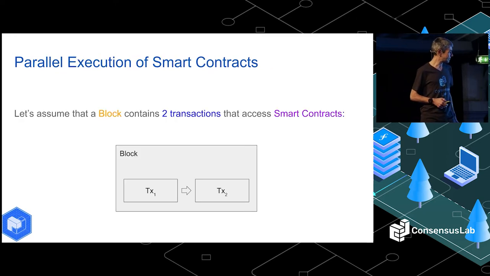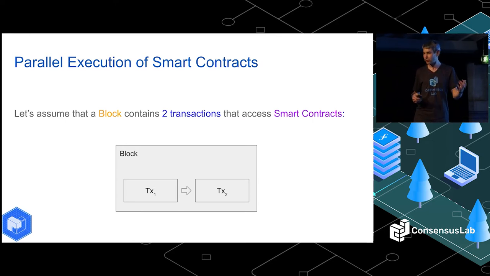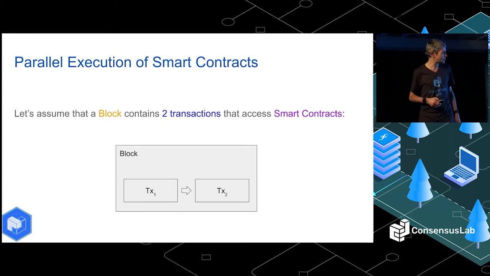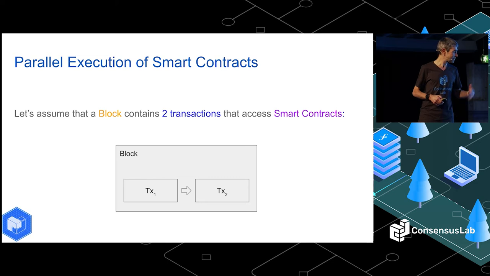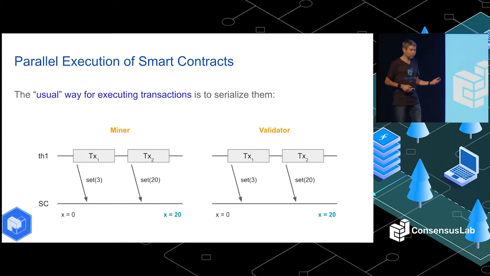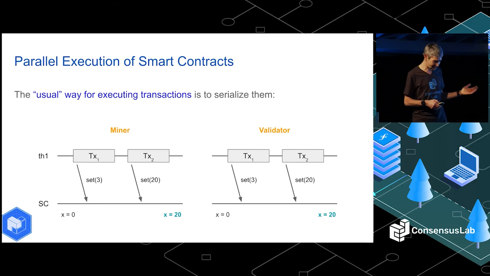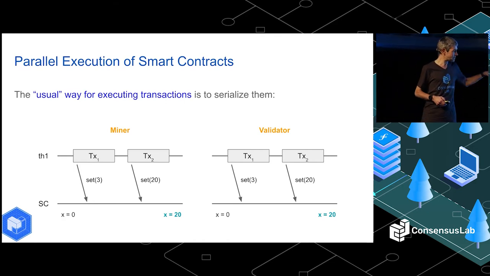And so more precisely, let's assume that you have a block that contains several transactions, two on this picture, and they access smart contracts. So you have TX1 and then TX2 on the block. The usual way for executing those transactions is to serialize them. So you have the miner that will execute first TX1 and then TX2, and that will be the same for all validators. And the reason is simple. This ensures that the state is consistent.